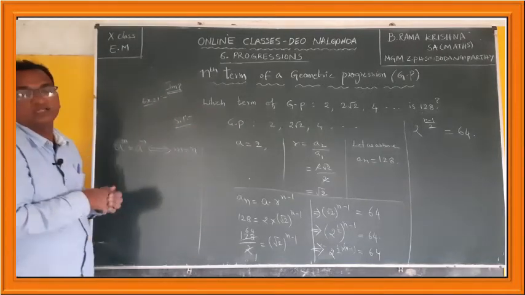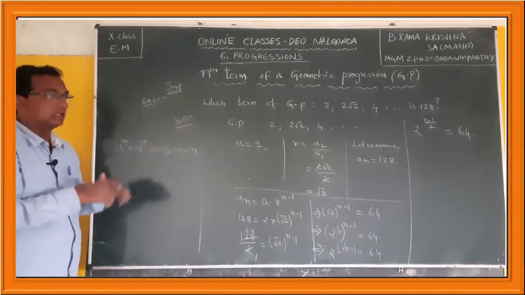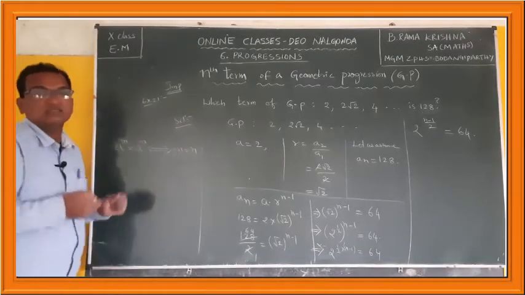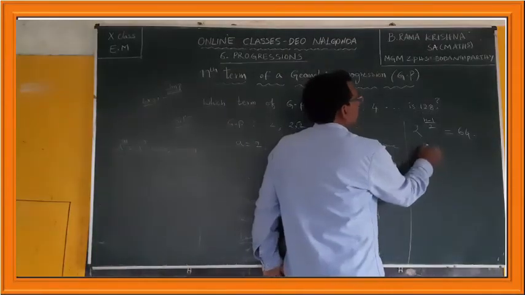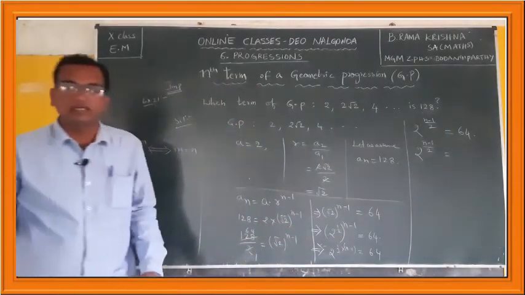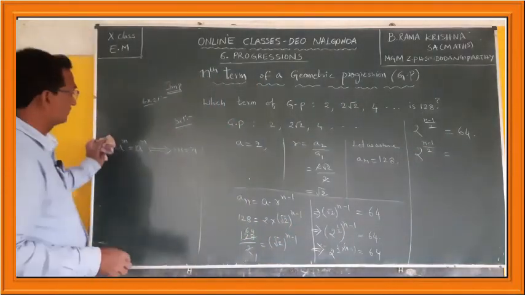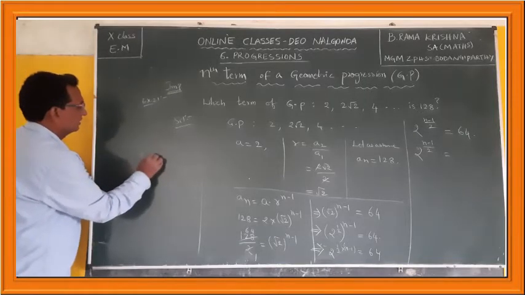Here on the left-hand side the base is 2 and on the right-hand side 64 is there. Is there any chance of making the bases the same? You have to think like that. 2 to the power of (n minus 1)/2 is equal to 64. Can that be written as some power of base 2? Can we write like that?